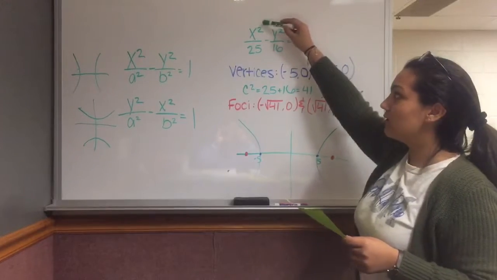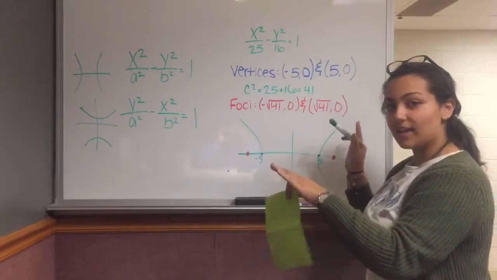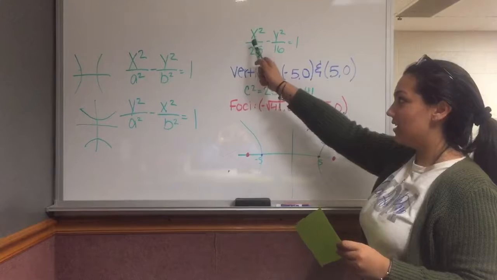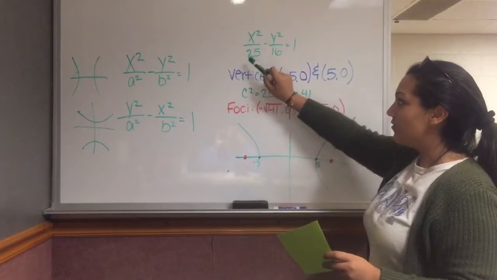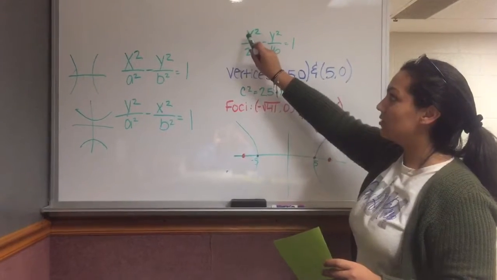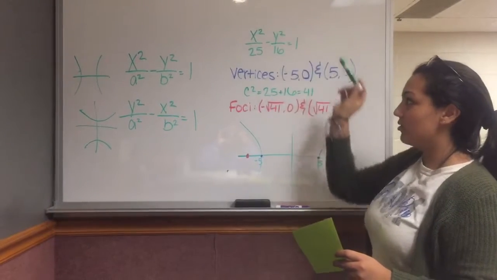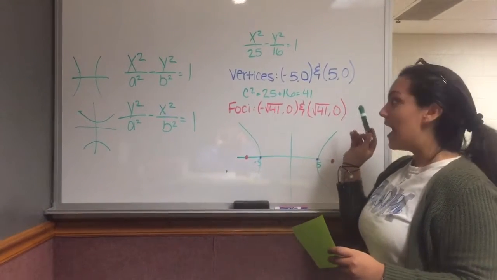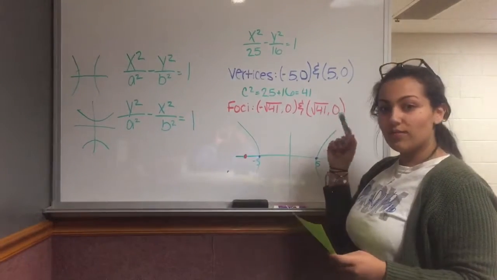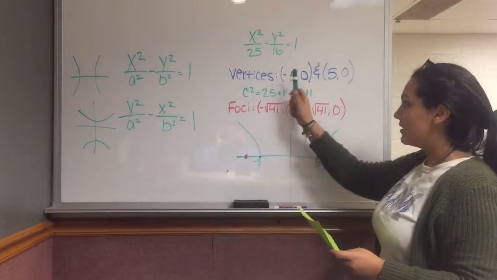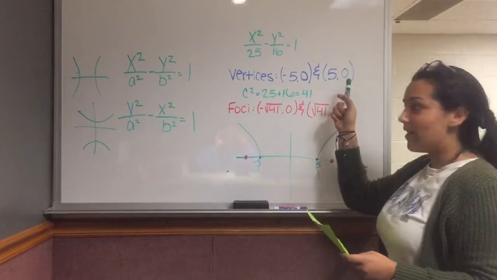So the figure is going to be on the x-axis because the bigger value is underneath the x. Whenever you take it, you're going to square root both sides. You're going to do x squared square root equals 25 square root, and the square root of 25 is 5. So that's why the vertices are going to be -5 and +5.